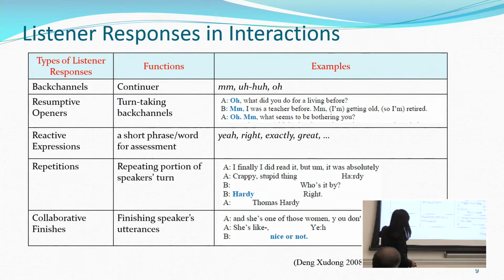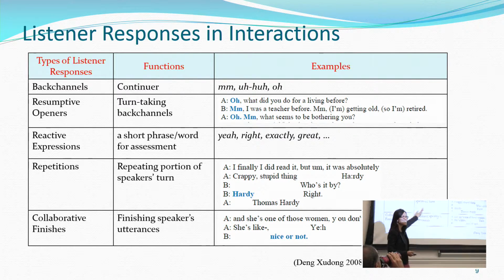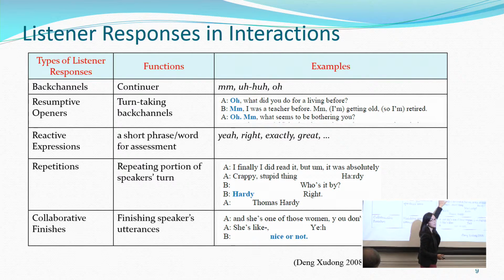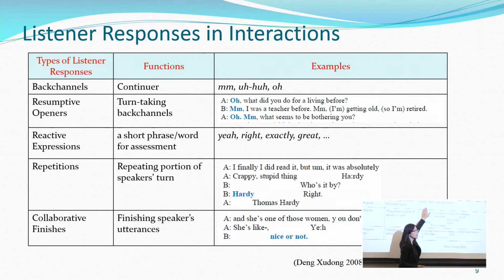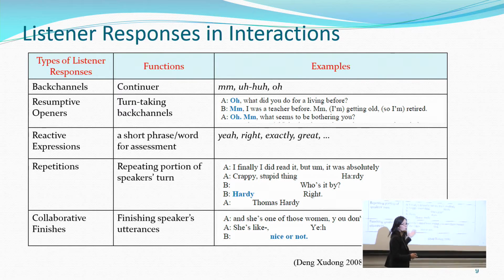So do you have any problems reading this? Do you have any problem understanding them? These are very self-explanatory, but these reaction expressions, and they are expressions, they are words, they can happen either in the middle of the turn or the end of the turn or the beginning of the turn. So anywhere in the speaker's turn will be fine.